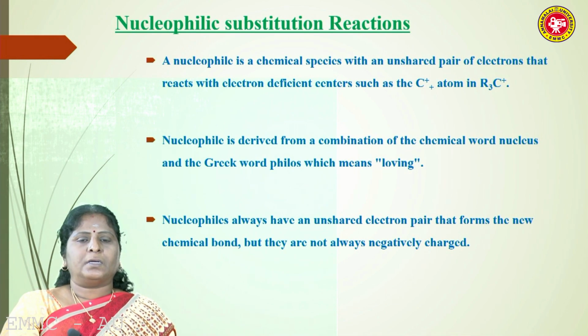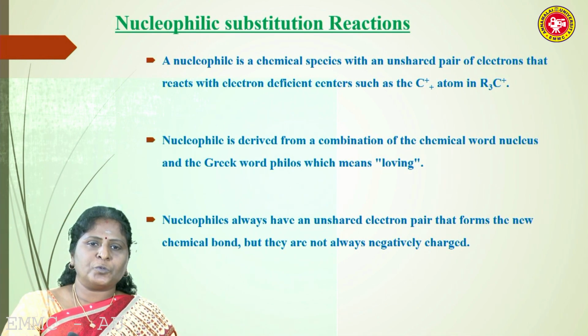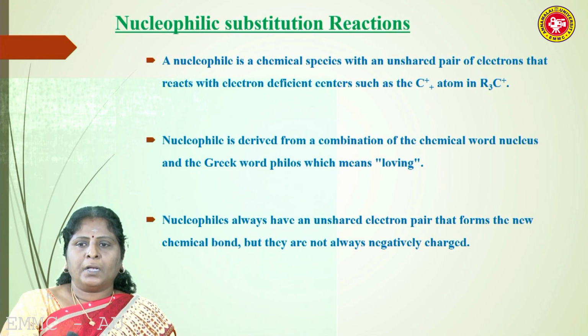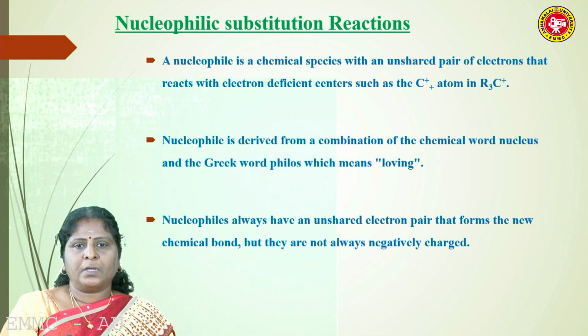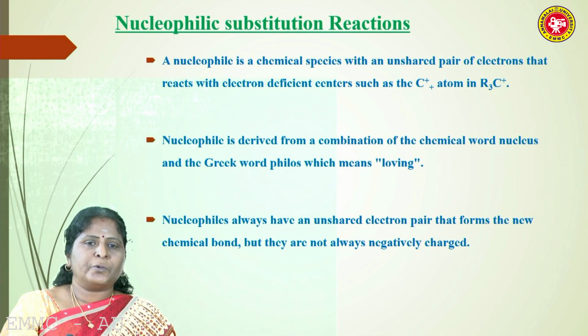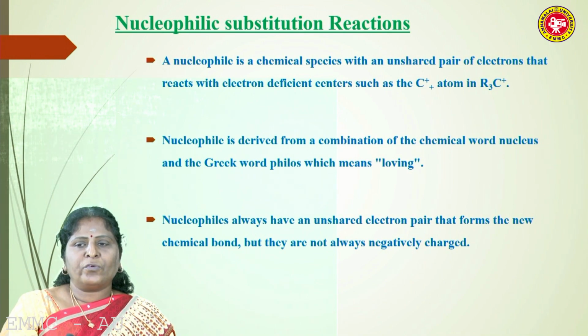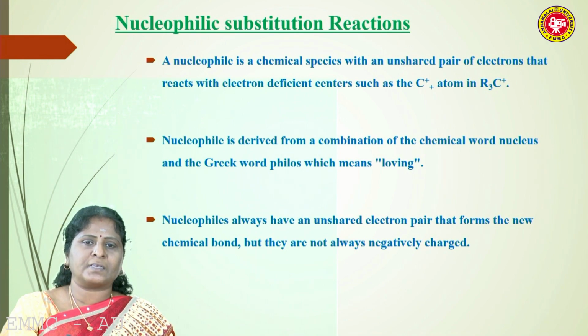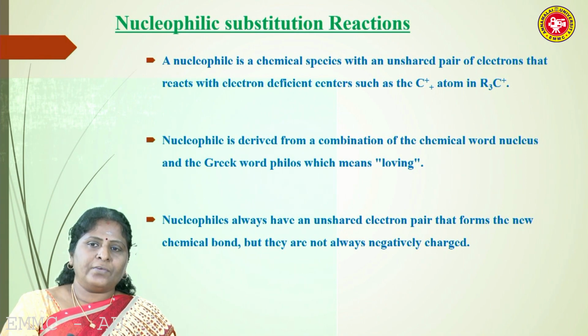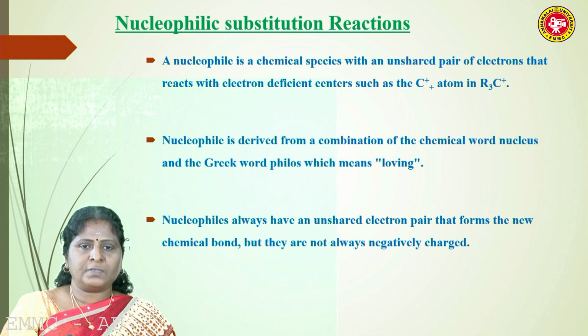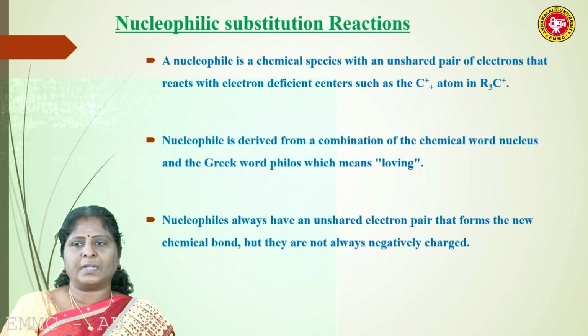Based on the attacking species, that means the group which is going to be introduced into the compound, substitution reactions can be classified into three types. One, if the incoming group, that means the attacking species, comes with an excess of electrons, that is called nucleophilic substitution reactions. If an electron deficient species is the attacking species, then that is called electrophilic substitution reactions. If a radical is the attacking species, then the substitution reactions are called radical substitution reactions.